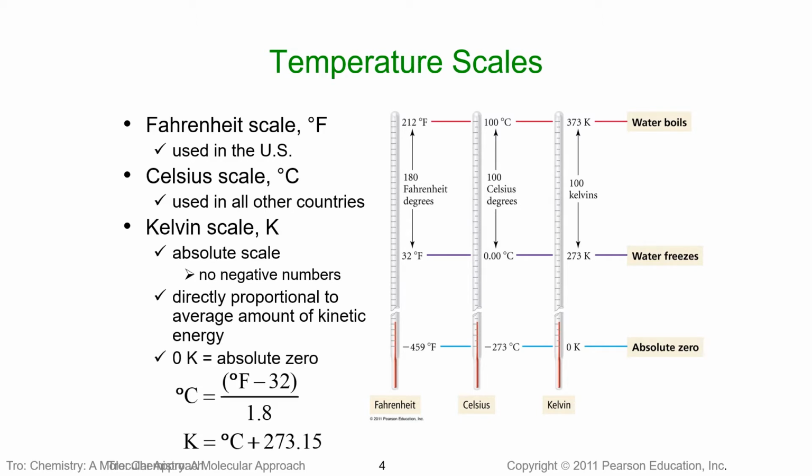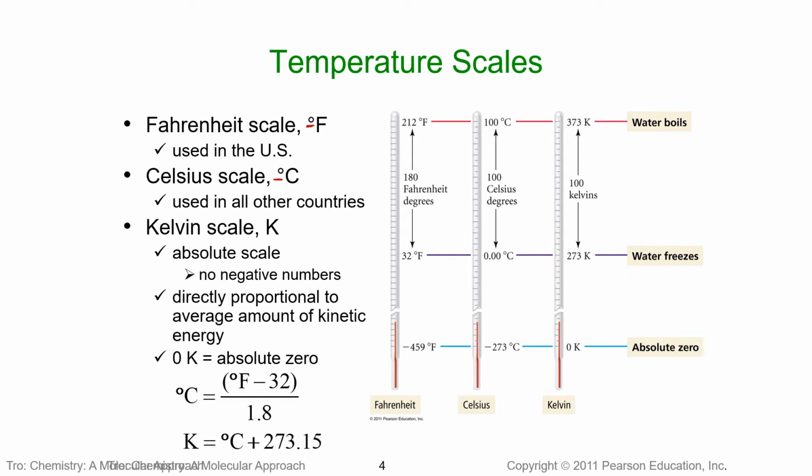This is an absolute scale, which means it's based on where all motion ceases in molecules. We're setting that as the 0 point, also known as absolute zero. The size of the degree is exactly the same as Celsius. There are no negative numbers in the Kelvin scale. You may also notice that there is no degree sign on Kelvin. So for Celsius, there's a degree Celsius, a degree Fahrenheit, but for Kelvin, it is just Kelvin.